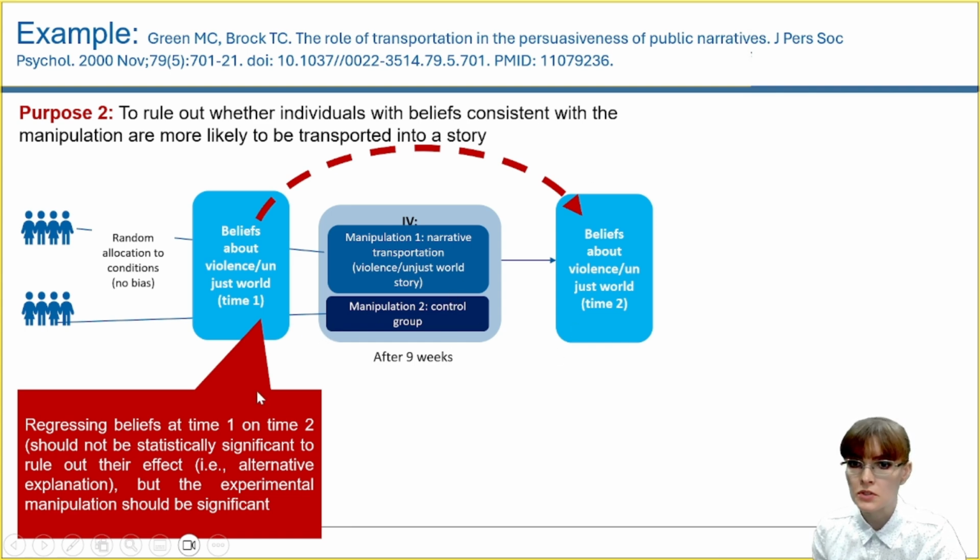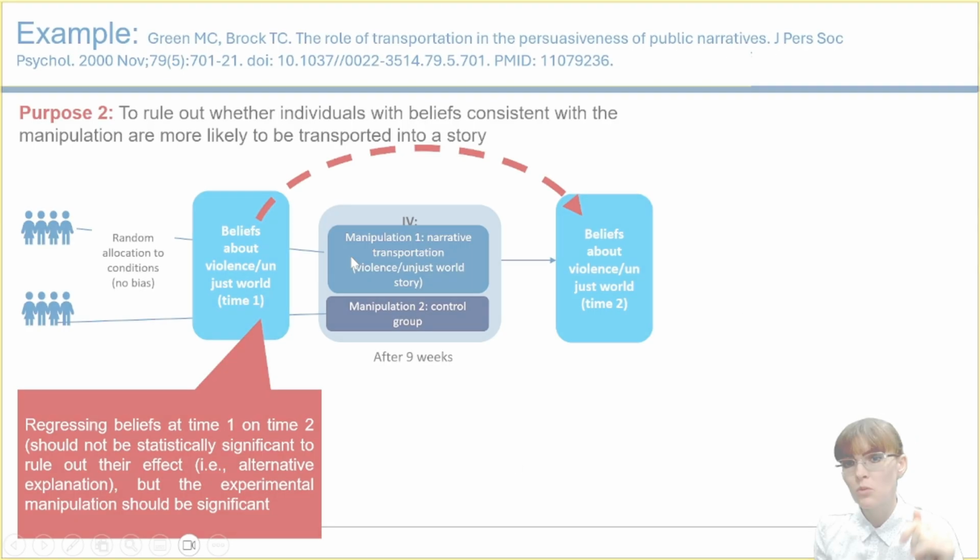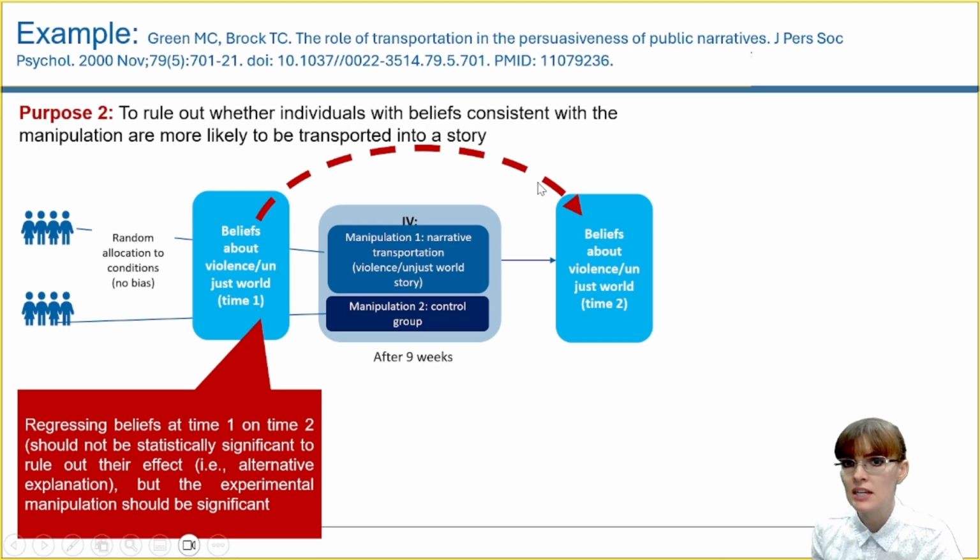And for you to rule this out, this effect should not be statistically significant. There should be no relationship between beliefs at time 1 and beliefs at time 2. But what really should be statistically significant is actually experimental interventions, the manipulation. Some of them should be related to the beliefs. So pre and post measures in this case allow you to rule out an alternative explanation.